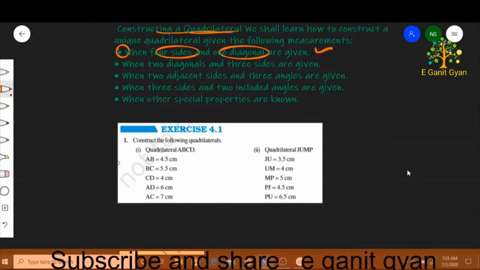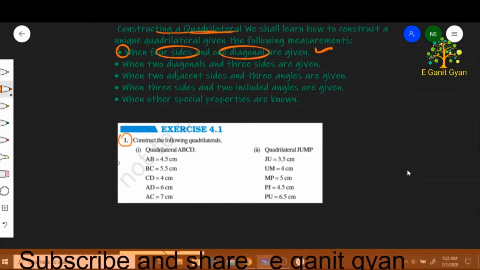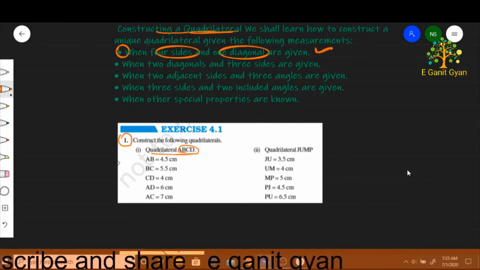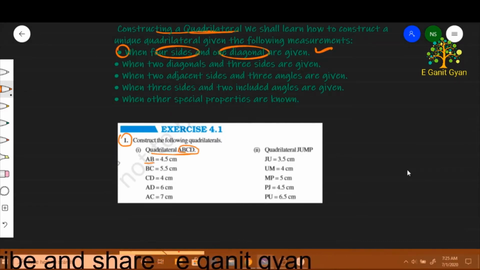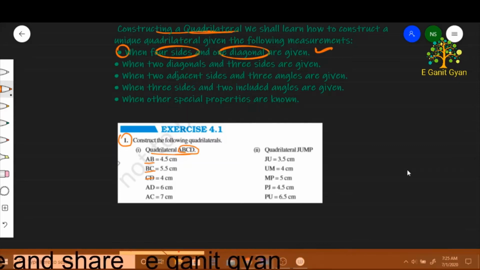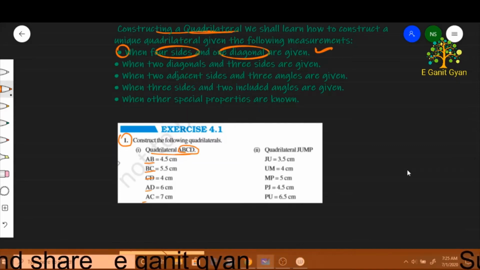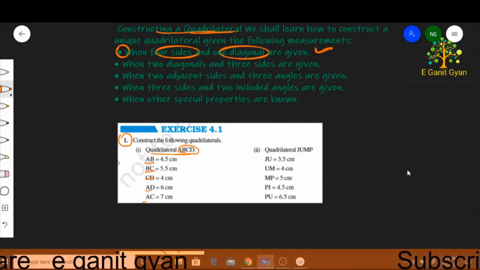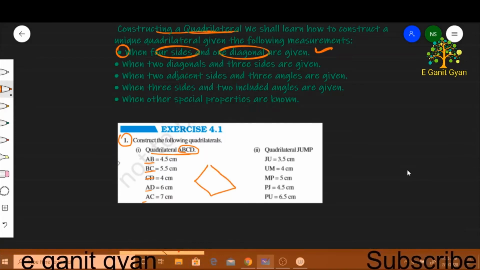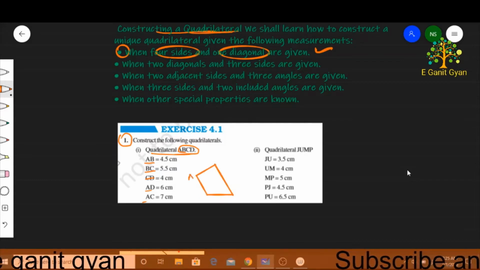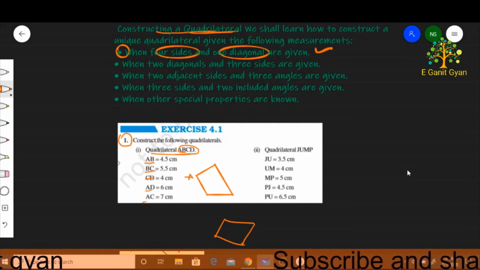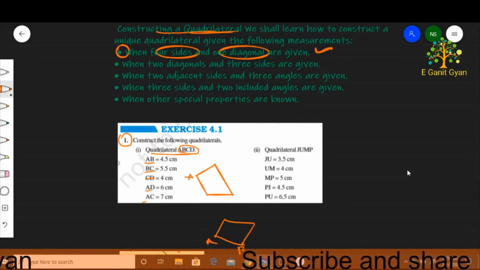Exercise 4.1. They have given here: construct the following quadrilateral ABCD. They have given the measurements AB, BC, CD, AD, and AC. The first and foremost step is that we should construct a rough sketch ABCD. Whatever the rough sketch might be, I am taking it like this, ABCD.